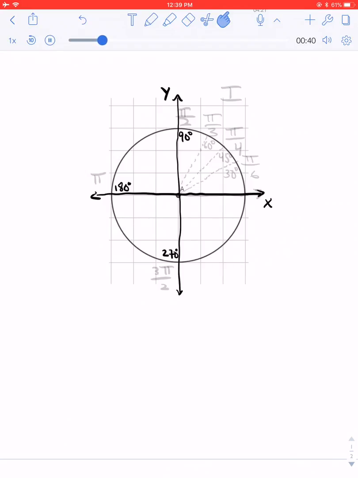But we spent a great deal of time converting these degree measurements into radians. So the radian equivalent of those three big angles are pi over 2, pi radians, and 3 pi over 2 radians, all the way around being 2 pi radians.